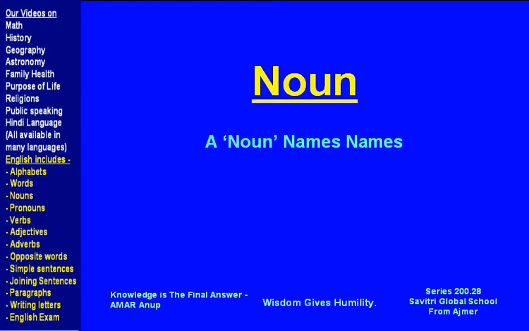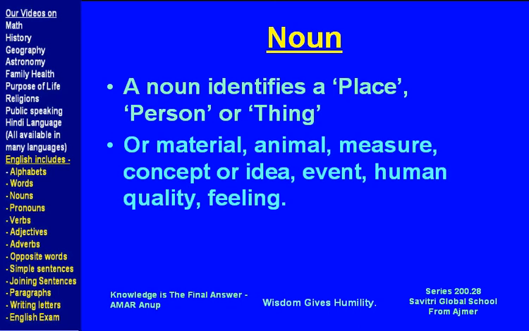A noun is said to name names. A noun names names. What do you mean by that? That a noun names names. A noun identifies a place, a person, or a thing. That part of the definition of noun is common and is known to everybody.